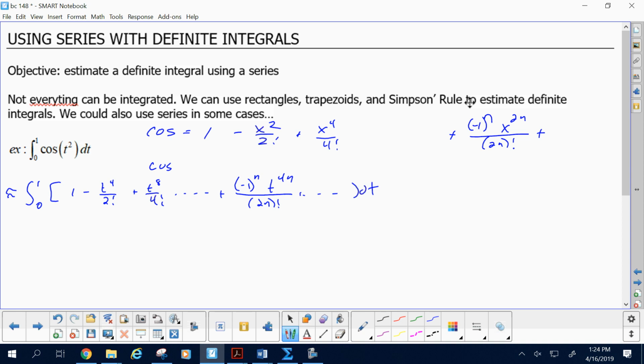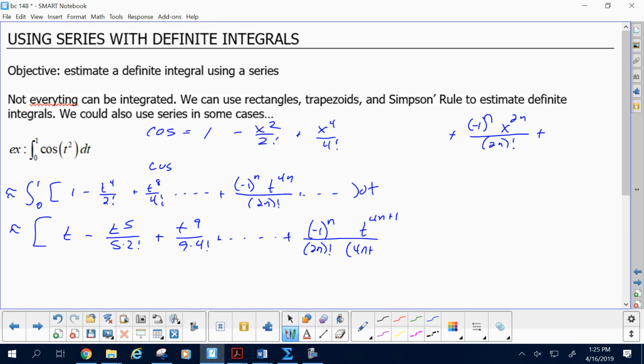All right? Now let's integrate, shall we? The antiderivative is something like t minus t to the fifth over 5 times 2 factorial plus t to the ninth over 9 times 4 factorial. Talk to me about the general term. Does the negative 1 to the n stay the same or change? Stays the same. Does the 2n factorial change or stay the same? Stays the same. What about the t to the 4n? What's the antiderivative of t to the 4n? T to the 4n plus 1 over 4n plus 1. That's the power rule for integration.